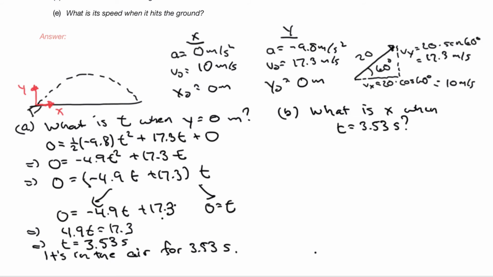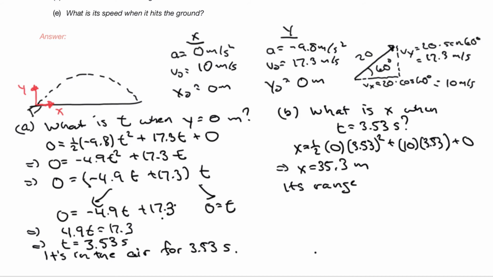We use the first kinematic equation, filling in our information, and solving to find that x is equal to 35.3 meters. So the cannon has a range of 35.3 meters. In part C, we will find the time it took to reach its maximum height.